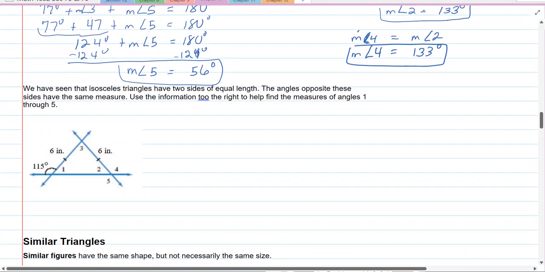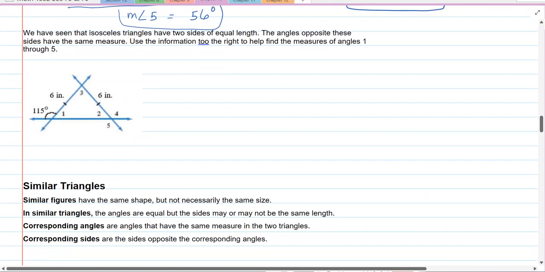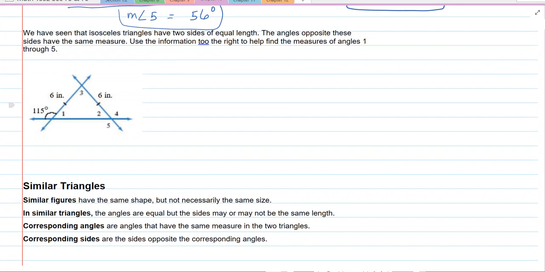Right. Now let's look at this one. We have an isosceles. That means the sides are equal and the base angles are equal. All right. And we have two sides of equal length. The angles opposite these sides have the same measure. Use the information to the right to help find the measures of angle 1 and the measure of angle 5. All right. Well, if we have 1, we have 2. And then a 5 is what we have.